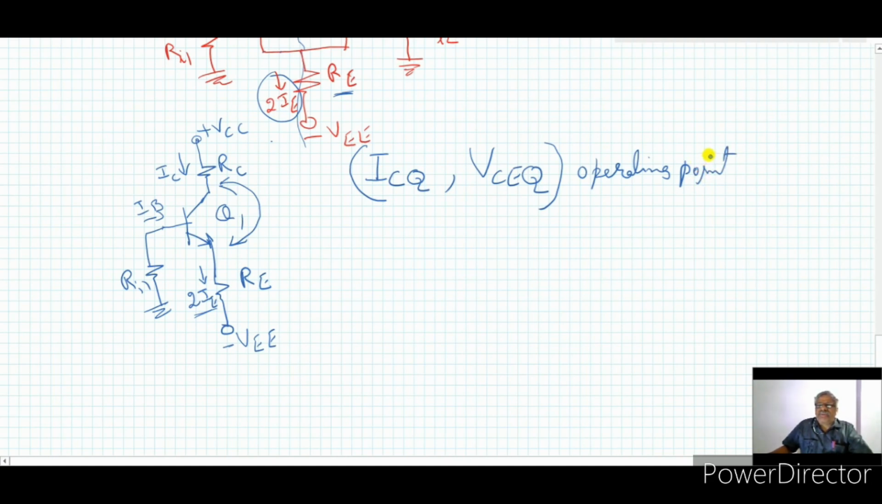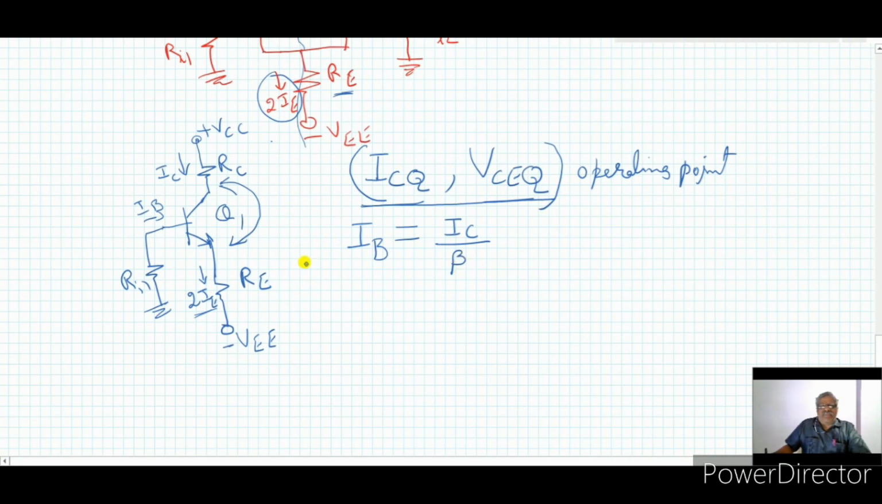So during DC analysis, what we have to find out are the expressions for this collector current and collector to emitter voltage. So we have to do a derivation for finding these two. In this we use the formulas, the relations between different currents. What is IB? Because the transistor is operated in its linear region, IB is given by IC divided by beta.